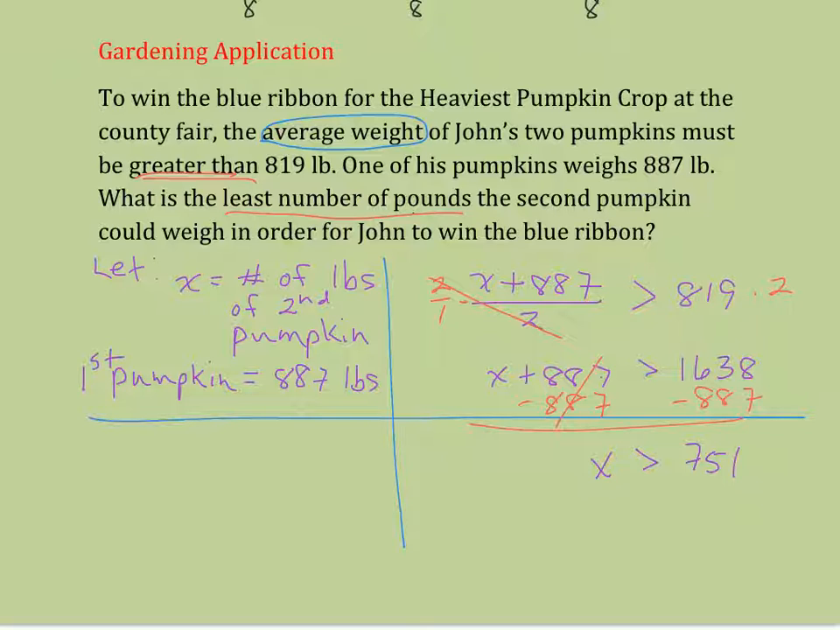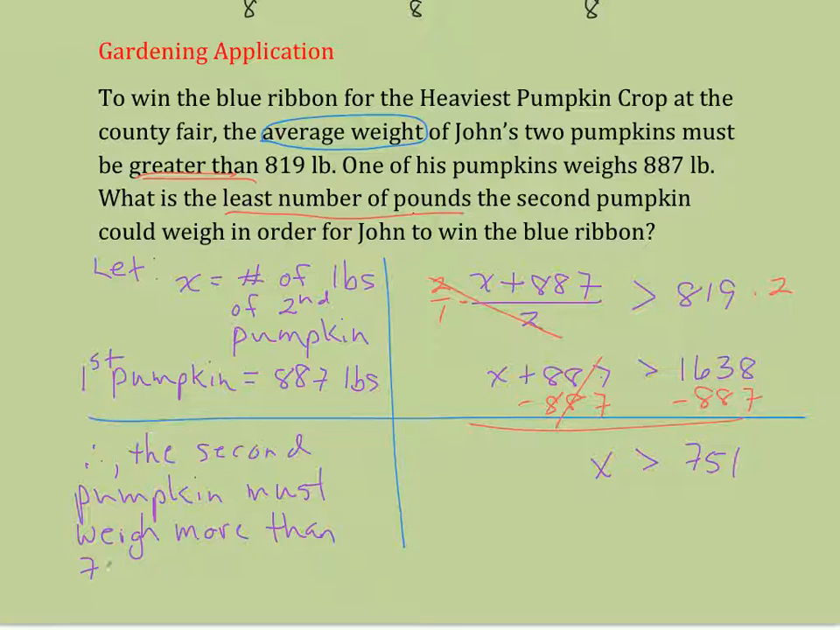So that means that my second pumpkin has to weigh greater than 751 pounds for their average weight of the 2 pumpkins to be greater than 819 pounds. So to answer the question, answer the question in a complete sentence. What is the least number of pounds the second pumpkin could weigh? Therefore, the second pumpkin must weigh more than 751 pounds.